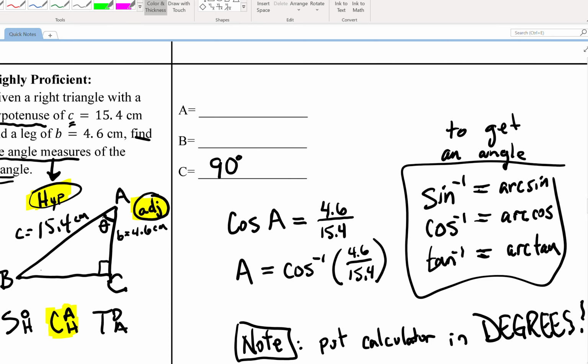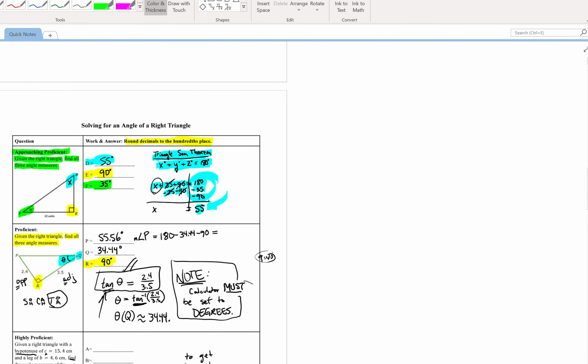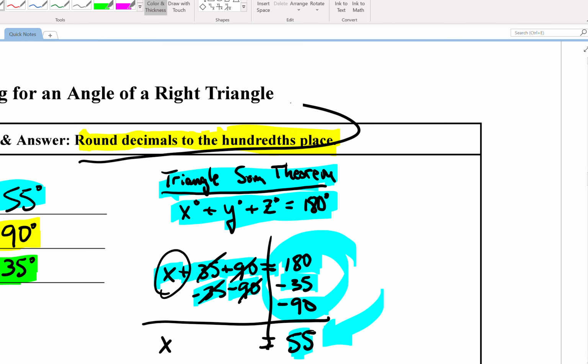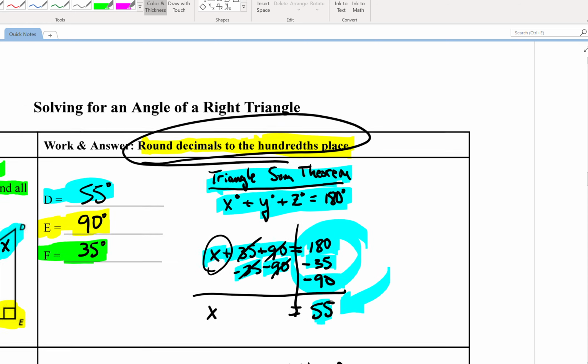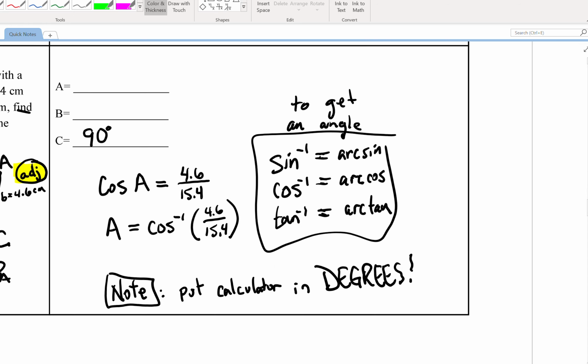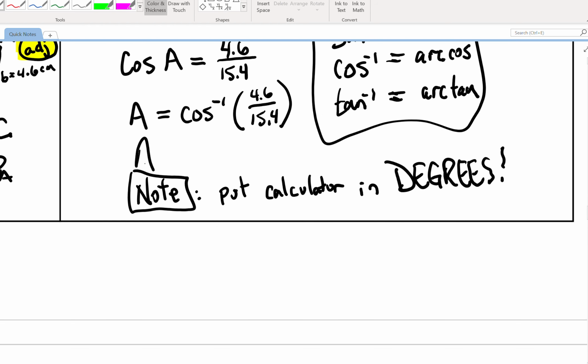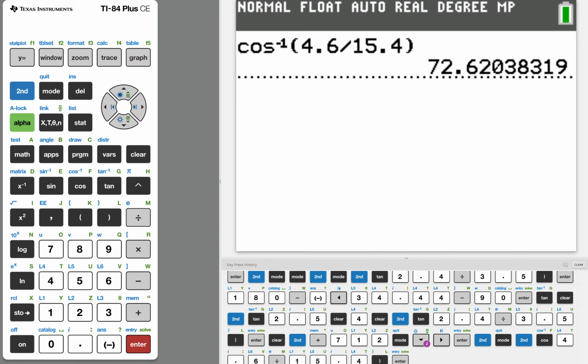We want to make sure, like it says at the top of this paper here, that you're rounding the decimals to the hundredths place. So I'm going to go back here. A then is approximately equal to 72.62. If I look at the 2, next to it is a 0, so that rounds down to 2 because it's closer to 2 than it is to 3. So 72.62.